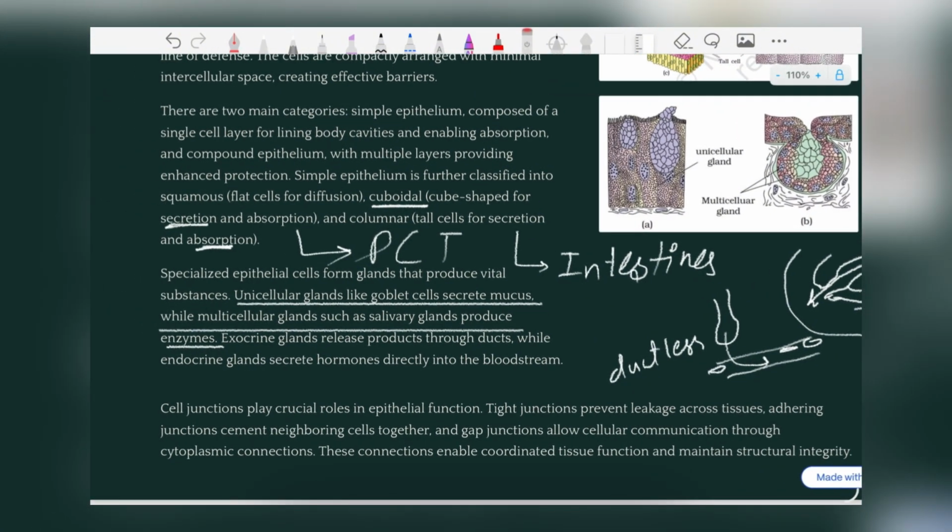Cell junctions play crucial roles in epithelial function. Tight junctions prevent leakage across tissues, adhering junctions cement neighboring cells together, and gap junctions allow cellular communication through cytoplasmic connections. These connections enable coordinated tissue function and maintain structural integrity.